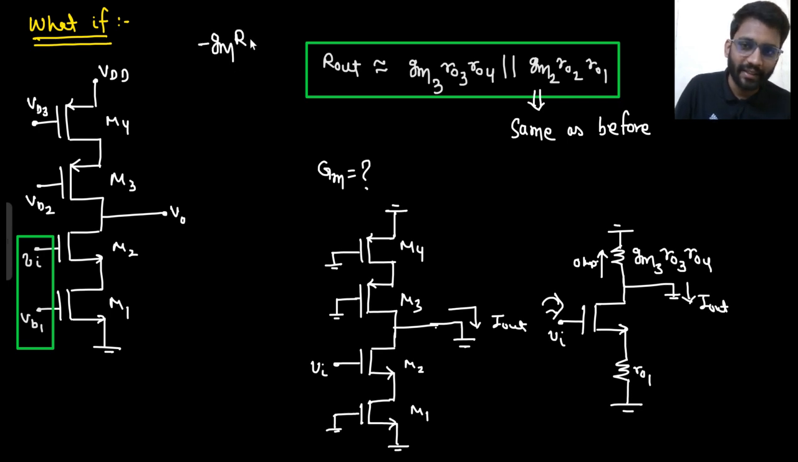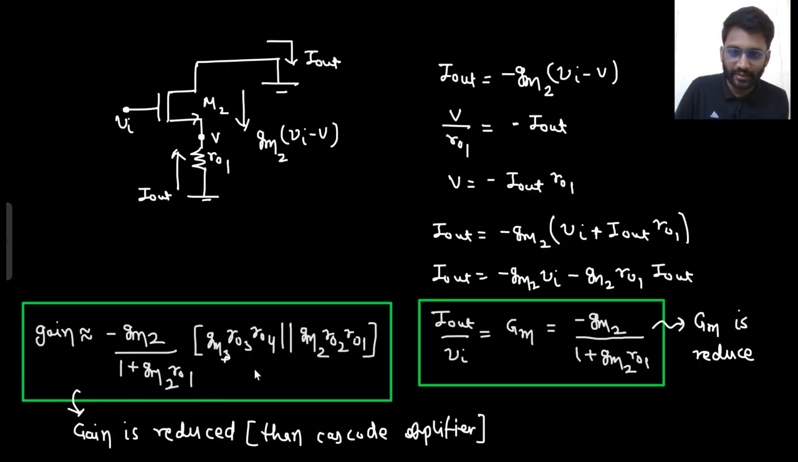Minus GMRD upon 1 plus GMRS. Say yes or no. This is the GM for them, and this is the output impedance. What is the output impedance? This is the output impedance. What was the GM? Minus GM2 upon 1 plus GM2 R01.